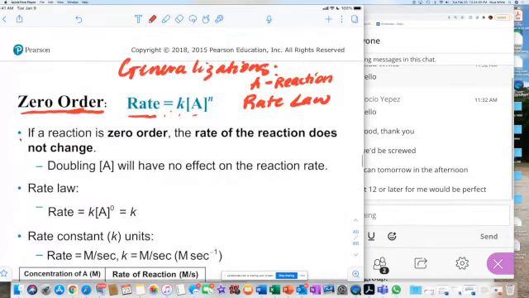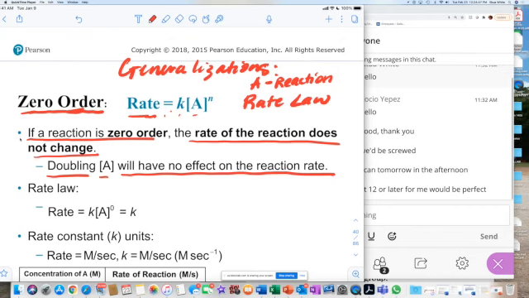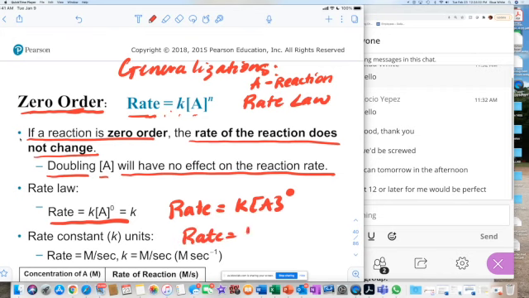So we're going to be working out the zero order. If a reaction is zero order, the rate of the reaction does not depend on the reactant concentration. That means if you double A, this will have no effect on the reaction rate. That's what I mentioned earlier, right? So the rate law is really rate equal K, A raised to the power 0. You can leave it as that, or you can write rate equal constant.